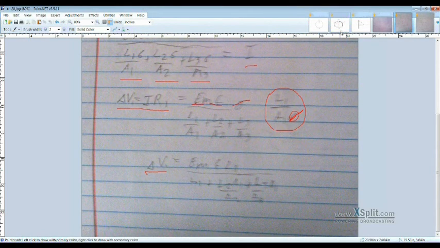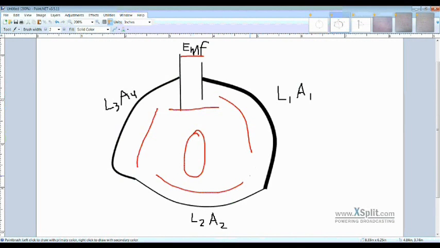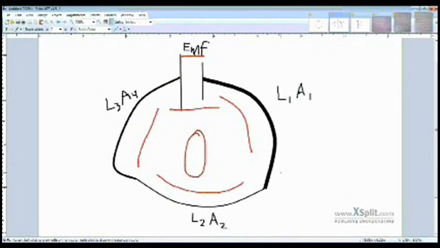You do that for each length to figure out the potential across each one. You just replace the L1 over A1 with L2 over A2 and then L3 over A3, and you could easily find out the difference in voltage over each. And all you have to know to do that is what your initial EMF is, and you need to know the length and the cross-sectional area of each wire. And that's pretty much it there.